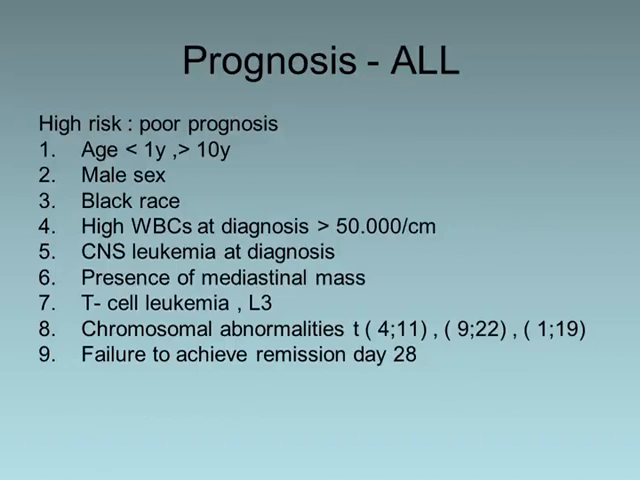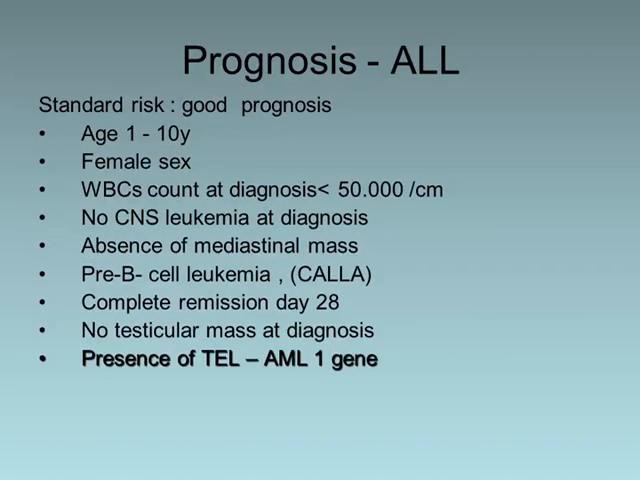Concerning the prognosis, poor prognosis is seen in high-risk children. They are children who are less than 1 year or more than 10 years of age, male sex, black race, when there is a very high white cell count, more than 50,000 at diagnosis, CNS leukemia at diagnosis, presence of mediastinal mass, T-cell leukemia or L3, chromosomal abnormalities including translocation 4;11, 9;22, and 11;19, and failure to achieve remission at day 28.